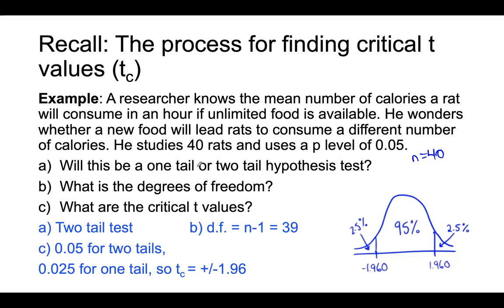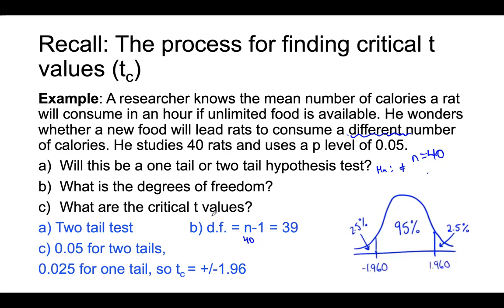Is this going to be a one-tail or two-tail hypothesis test? Well, the person wants to know if it's a different number of calories. So the key words here are different number. This is going to be a two-tail test because the alternative hypothesis is asking us if it's different. So this implies a two-tail test. What is the degrees of freedom? Well, N here is 40, so 40 minus 1 is going to be 39.